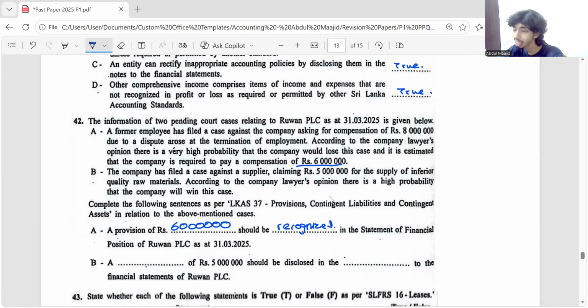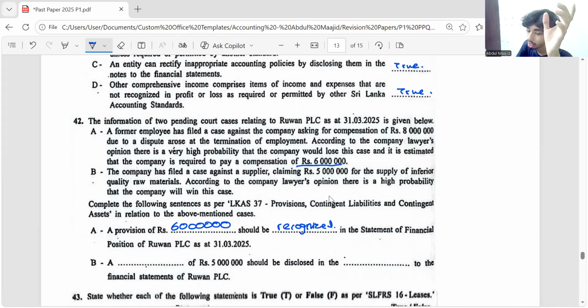B. The company has filed a case against the supplier asking for 5 million for the supply of inferior quality or low quality raw material. According to the company lawyer's opinion, there's a high probability that the company will win the case. Remember, this is a contingent asset. If you file a case and there's a probability you will get, okay, that's a contingent asset.